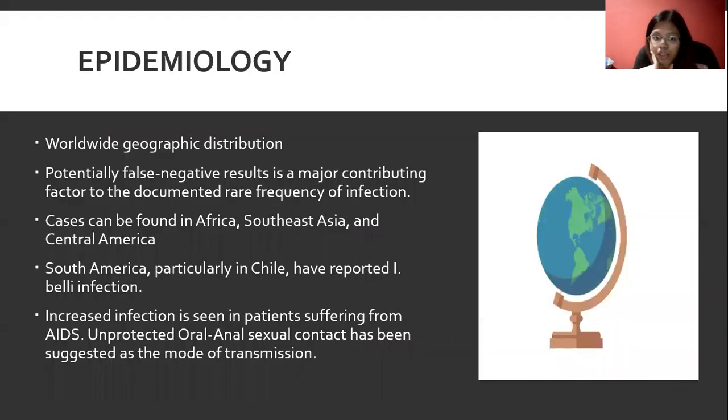Okay, so epidemiology, it has a worldwide geographic distribution. Potentially false negative results are a major contributing factor to the documented rare frequency of infection. Cases can be found in Africa, Southeast Asia, and Central America. In South America, particularly in Chile, Isospora belli infection has been reported. Increased infection can be found in patients with AIDS, usually because of unprotected oral-anal sex. That is the mode of transmission.